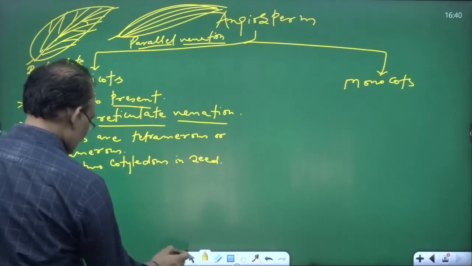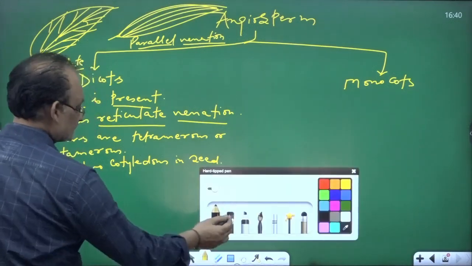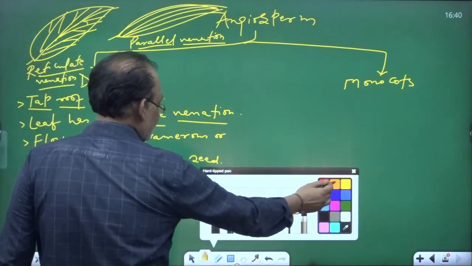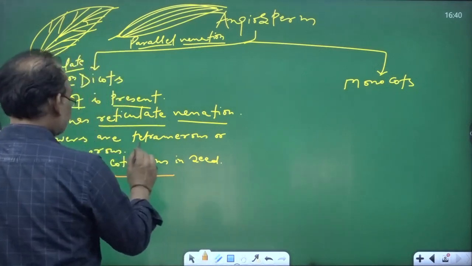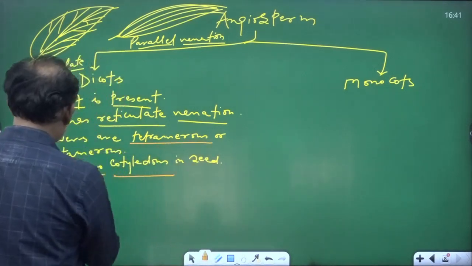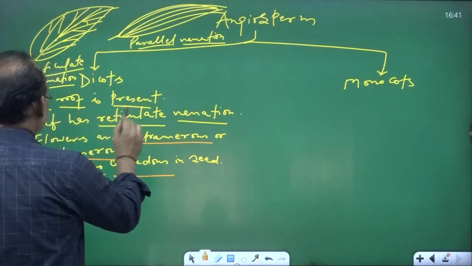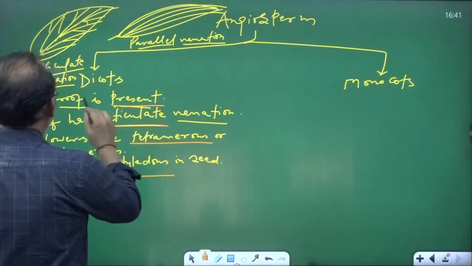It has 2 cotyledons. Flowers are tetramerous or pentamerous. Taproot is present. Reticulate venation.